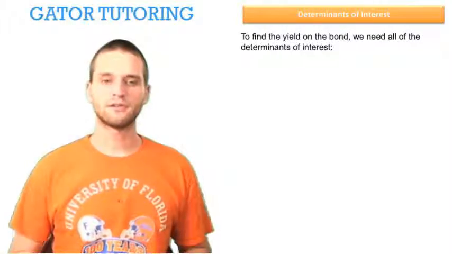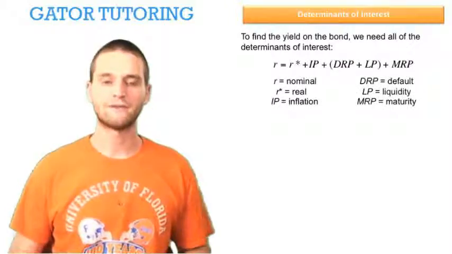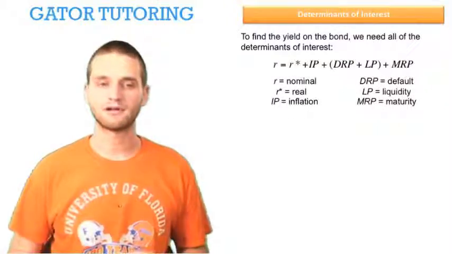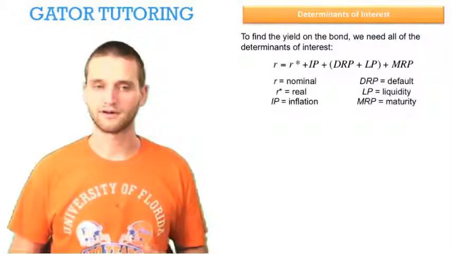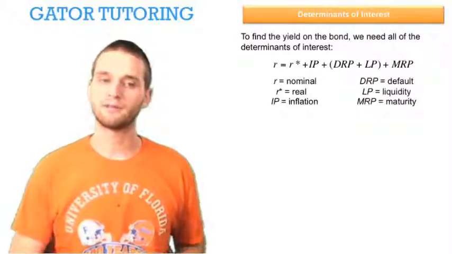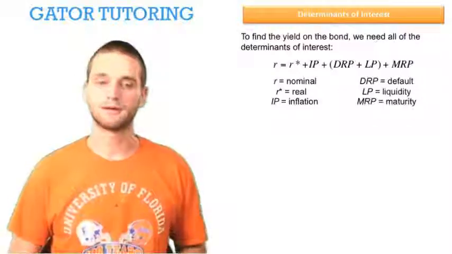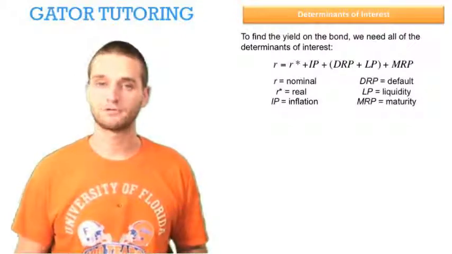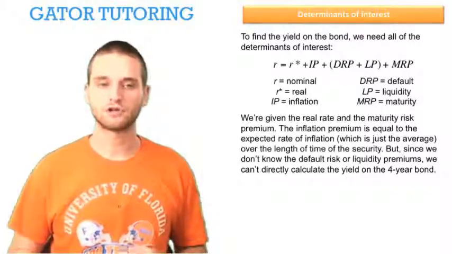To find the yield on the bond, we need all of the determinants of interest. Now remember, our equation for nominal interest is R, the nominal rate, equals R star, the real rate, plus IP, the inflation premium, plus DRP, the default risk premium, plus LP, the liquidity premium, plus MRP, the maturity risk premium. We're given the real rate and the maturity risk premium.